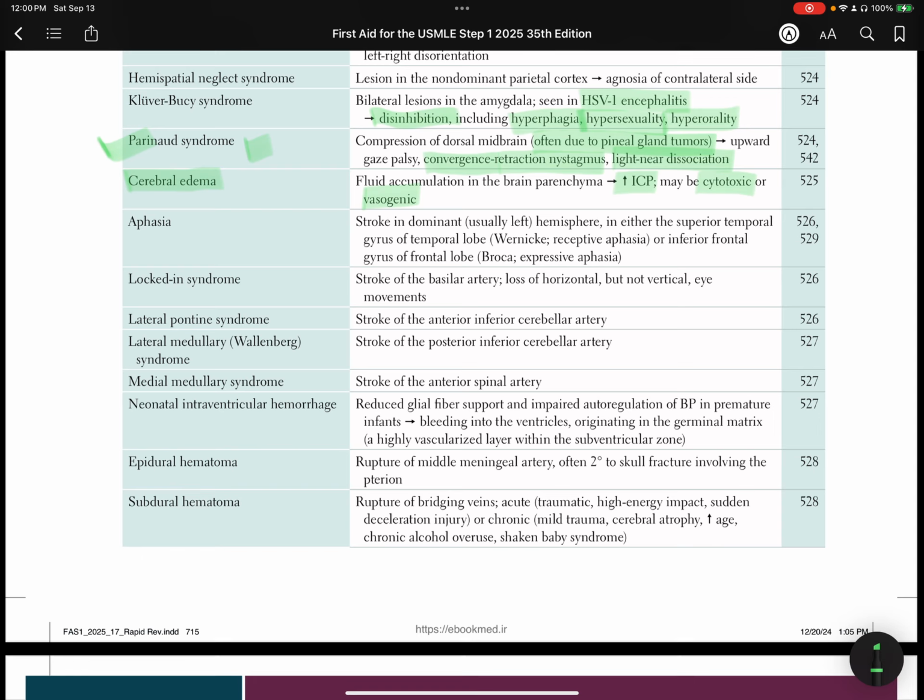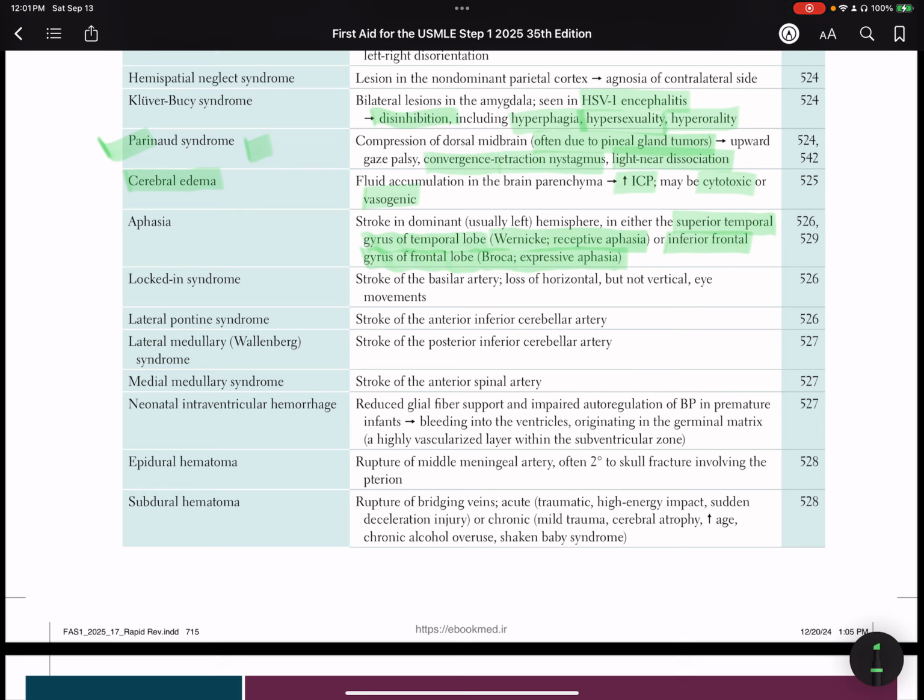Next condition is aphasia. Aphasia is when you see stroke in the dominant, usually left, hemisphere, in either the superior temporal gyrus of temporal lobe or inferior frontal gyrus of frontal lobe. Superior temporal gyrus of temporal lobe is Wernicke receptive aphasia, and inferior frontal gyrus of frontal lobe is Broca expressive aphasia. Wernicke, word salad, you have receptive aphasia. Broca is broken words, so expressive aphasia.